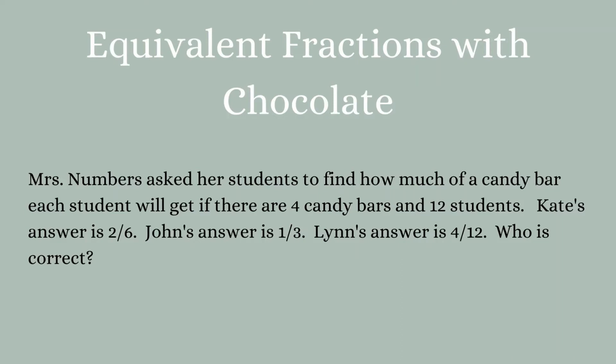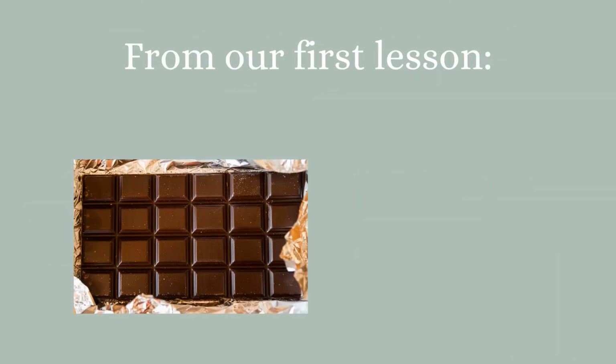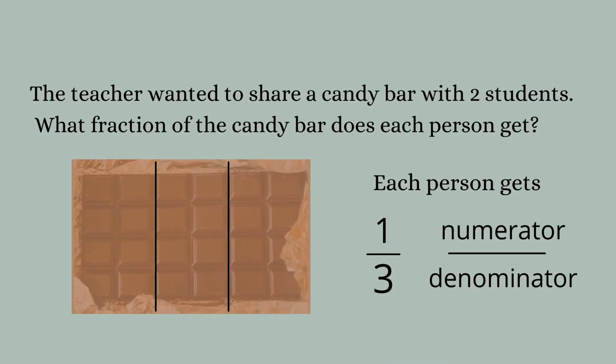Before we get started, I want to remind you of what we learned in our first and second lessons because we're using the same type of candy bar for this problem. In the first problem, 3 people were sharing one candy bar, and we found that each person gets 1/3 of the candy bar. The numerator tells how many pieces each person gets, and the denominator names the total number of pieces. We also learned that a fraction with a 1 in the numerator is called a unit fraction, since it always names one unit.